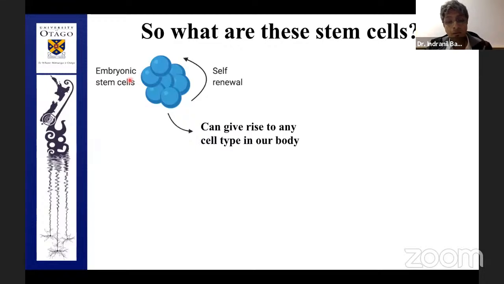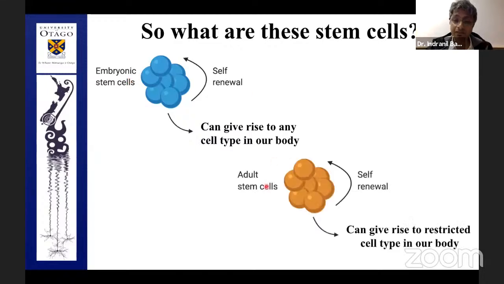When we grow up, we have another type of stem cell, which is called the adult stem cells. These adult stem cells can also self-renew, but they have one limitation. They can only make a particular type of cells in our body. For example, there are neural stem cells, and these neural stem cells can only make neurons or the cells in the brain. They cannot make any of the heart cells. They cannot make any of the kidney cells or the liver cells.